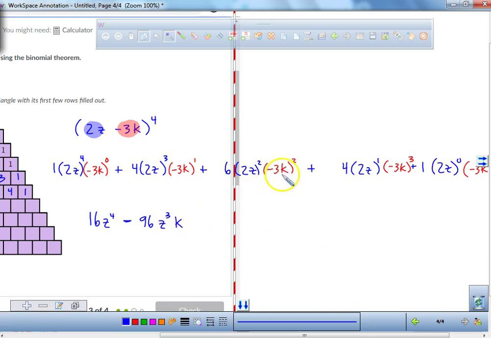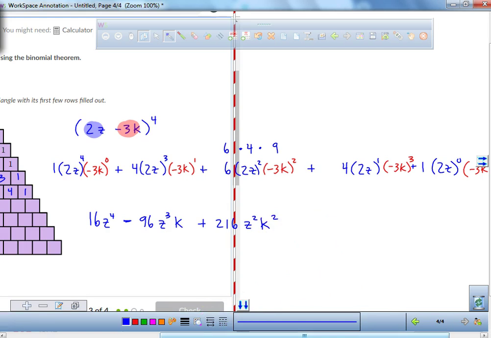Now, a negative times a negative is a positive. So negative 3 times negative 3 is 9. 2 times 2 is 4, times a 6. So what do we have to multiply together? 6 times 4 times 9. We're squaring the negative 3. That's 216, so plus 216 z squared k squared.